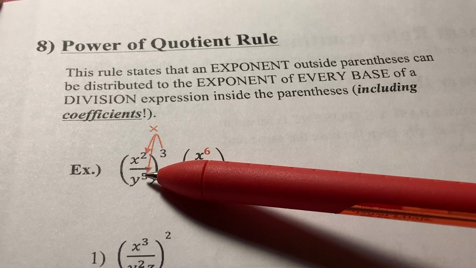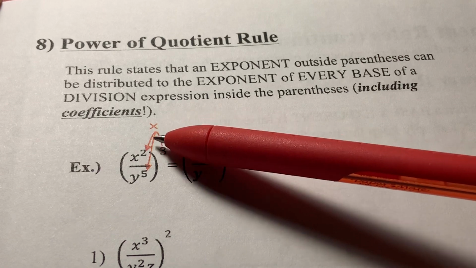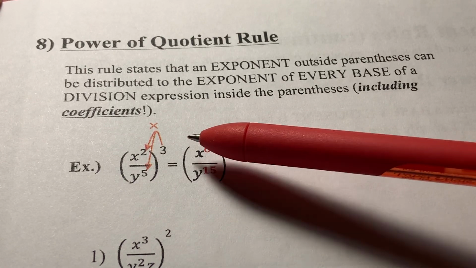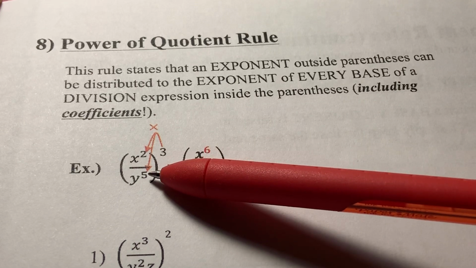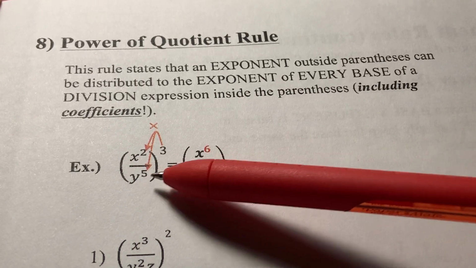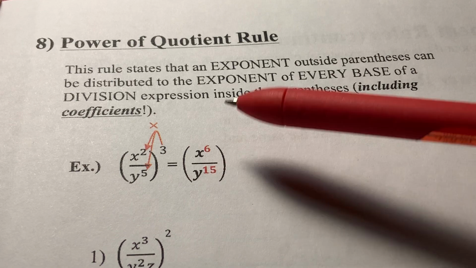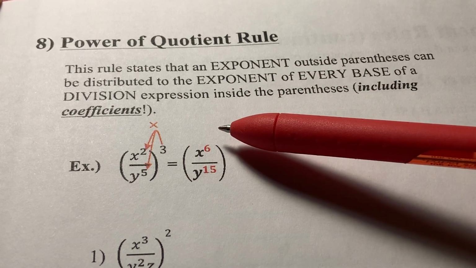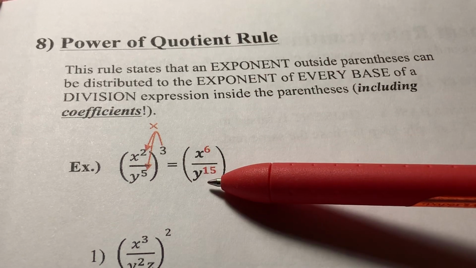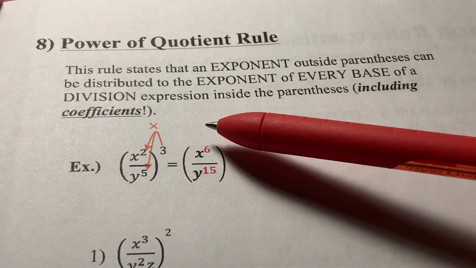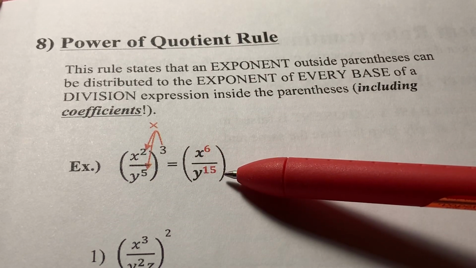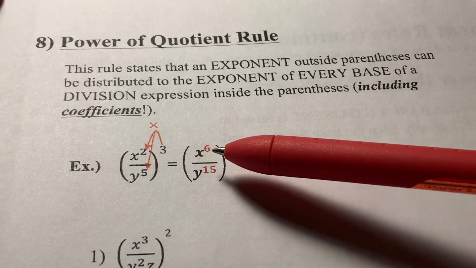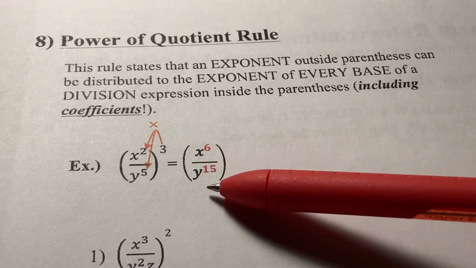Okay, so what is 3 times 2? 6, so it's x to the 6th power, and 3 times 5, 15, so it's going to be y to the 15th power. You keep the base the same. Okay, and there we have it. All right. One thing, the final answer does not need to remain in parentheses, so you can ignore the parentheses here. All right, so the final answer is just x to the 6th over y to the 15th.